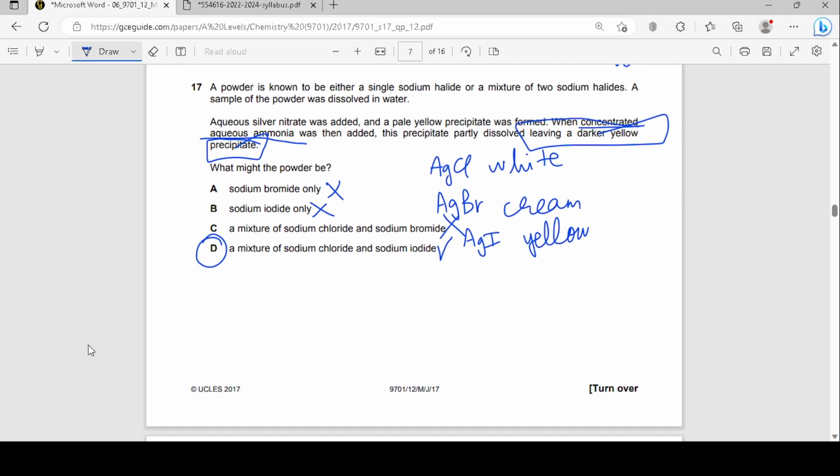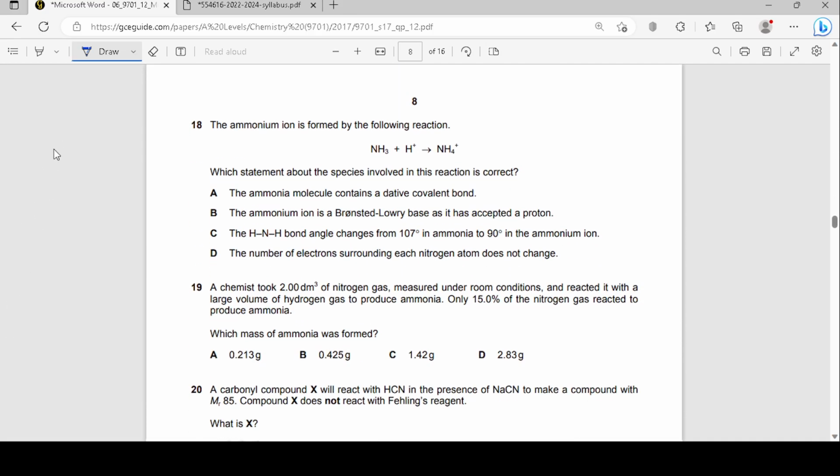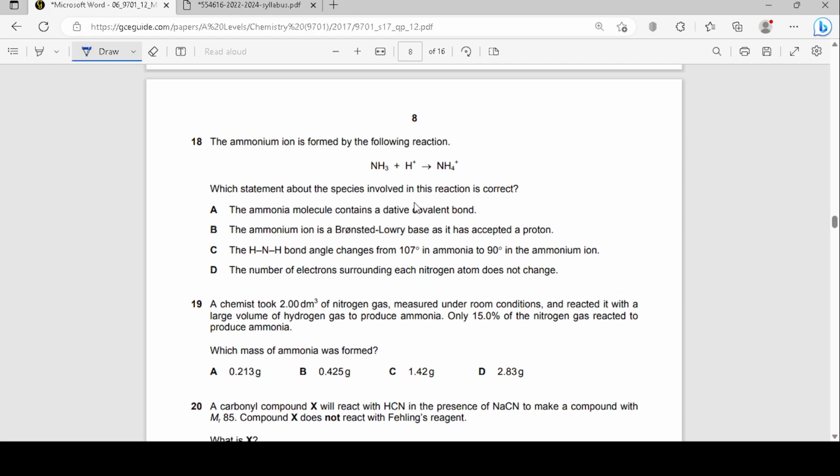Okay. Now, next question. Question number 18. The ammonium ion is formed by the following reaction. So NH3 plus H+ gives you NH4+. Now, which statement about the species involved in this reaction is correct? A: The ammonia molecule contains a dative covalent bond.